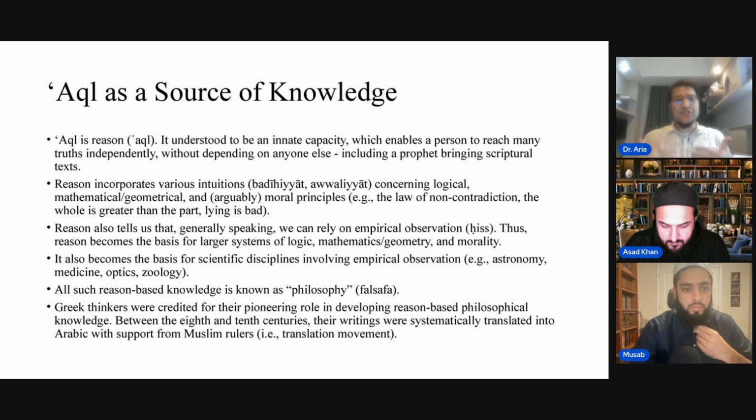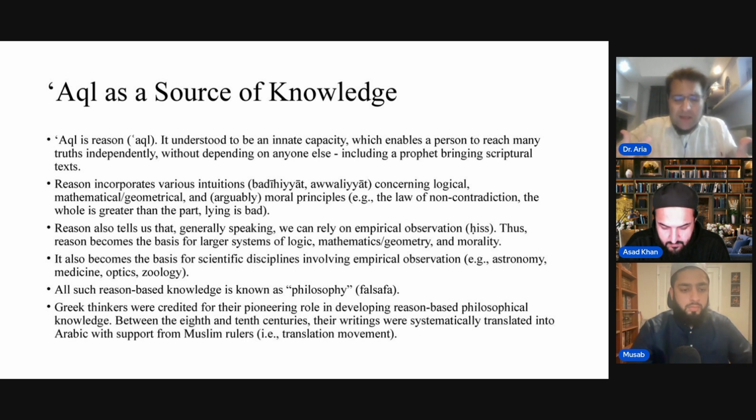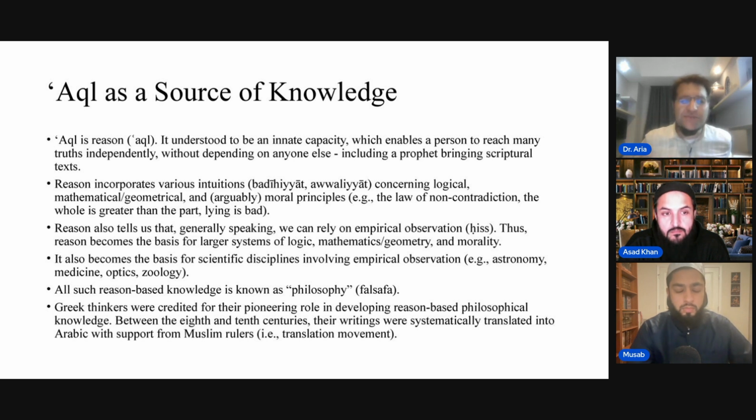Reason also tells us that, generally speaking, you have an intuition. It makes sense to you to trust your empirical observation. So your reason tells you that if you see a table in front of you, a table is in front of you. Now, obviously there are exceptions. It could be a dream, it could be a hallucination, you could be in the Matrix. But, generally speaking, you have an intuition that you can trust your empirical observation. So reason as a source of knowledge becomes the foundation for various disciplines involving empirical observation.